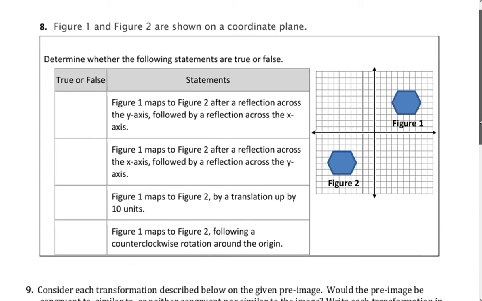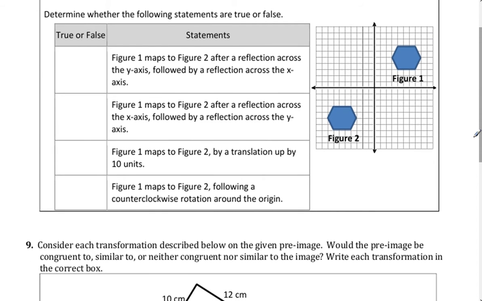Last two. Number 8. Determine whether the following statements are true or false. Nice. Figure 1, which is this guy up here, maps to figure 2 after reflection across the x-axis. Okay, let me do that. So this is going to go down 3, and it goes like this, here, here, here. Okay, so there's my reflection across the x-axis.